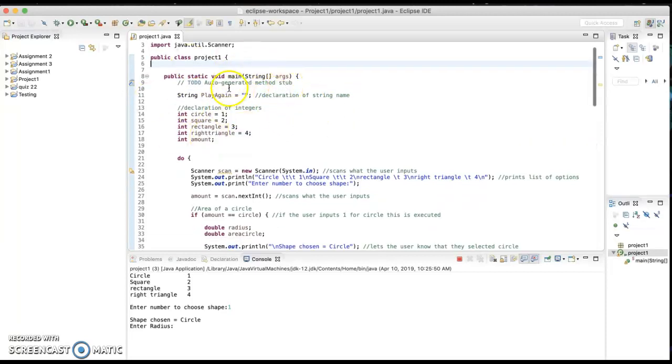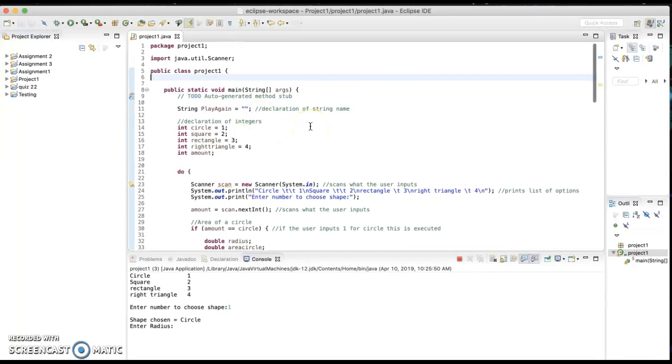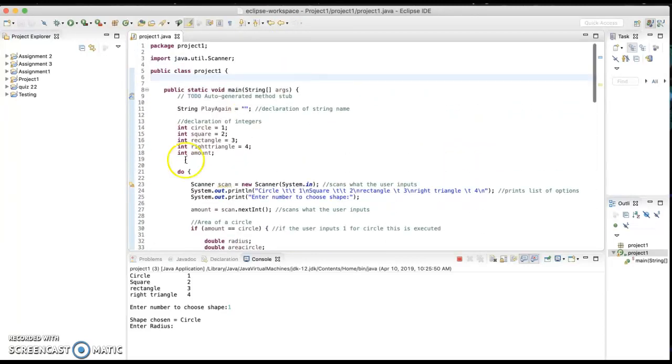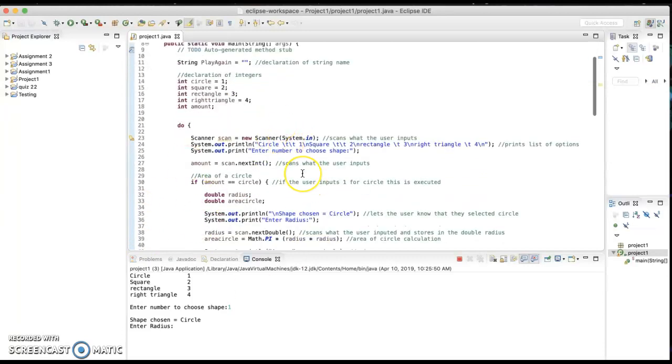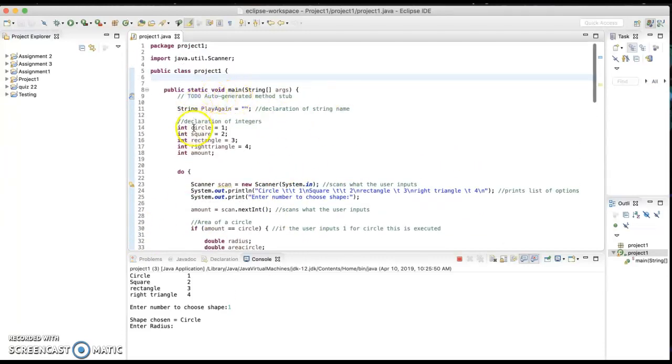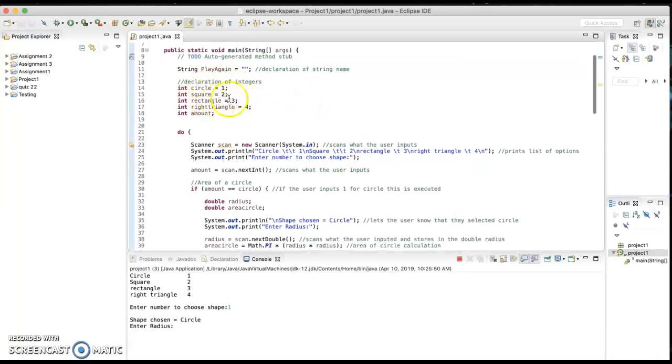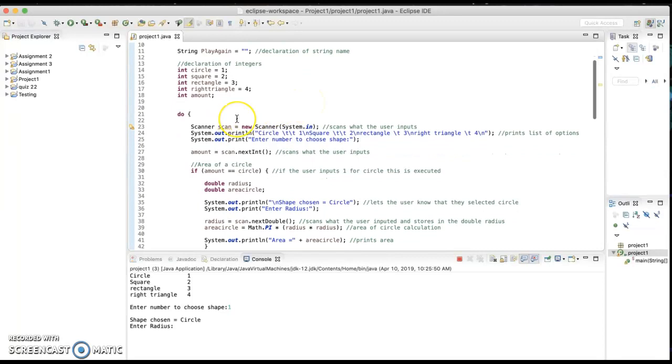So I did kind of what we did in assignment 3, I think it was, where we had to prompt the user if they would like to play the dice game again. So I added a string named playAgain, and this whole do loop here is for play again. And then here is my declaration of integers. Circle equals 1, square equals 2, rectangle is 3, and right triangle is 4. And so I ask the user if they would like to choose between a circle, square, rectangle, or right triangle.